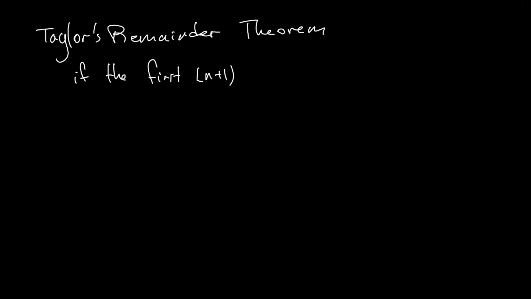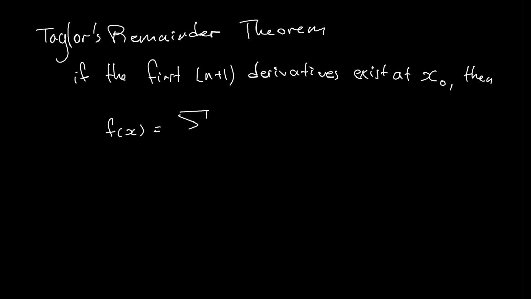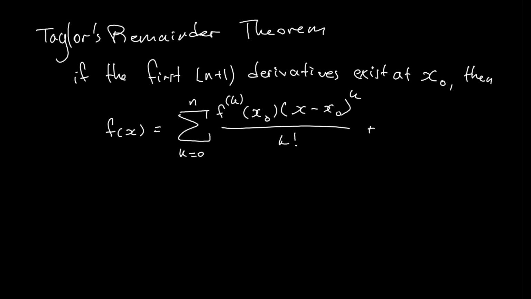The remainder theorem states that if the first n plus 1 derivatives exist at the point x naught, then we can say f of x equals the sum from k equals 0 to n of the kth derivative of f at x naught times x minus x naught, because it's centered at x naught, all over k factorial, plus this remainder, R sub n of x.